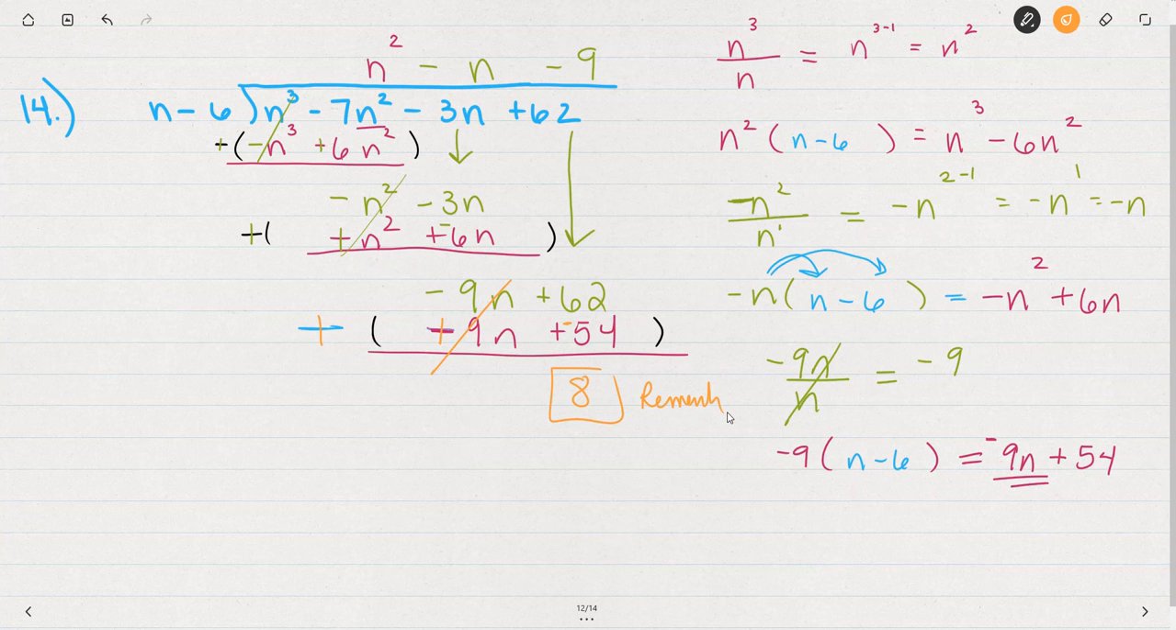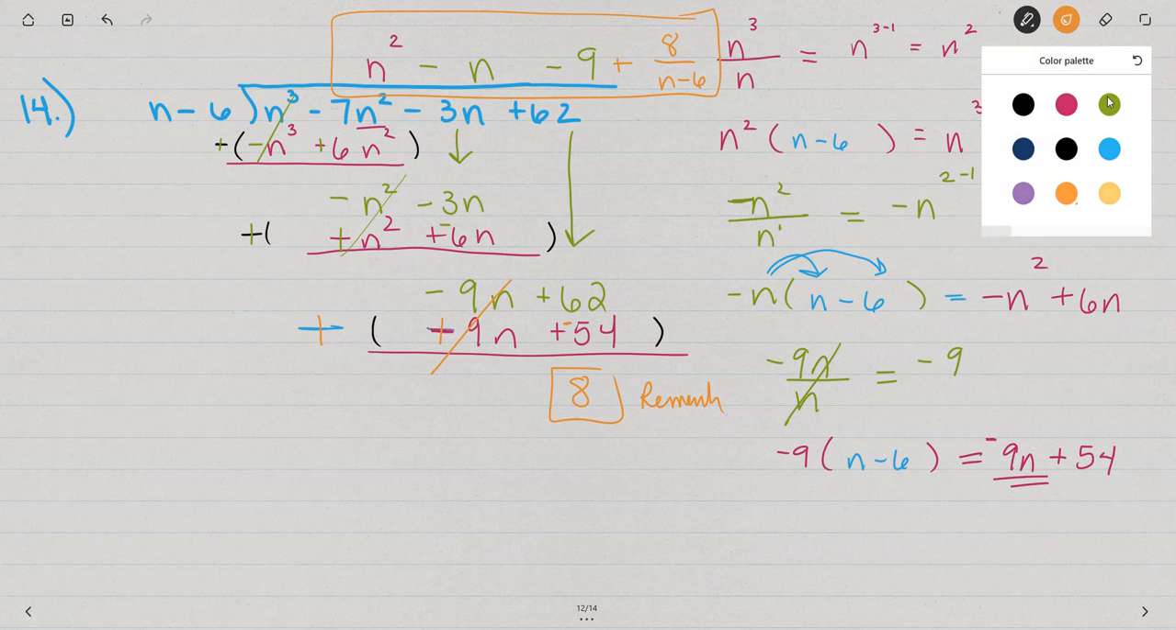I'm not sure how your teacher is asking you to write the remainder, but if it is just remainder 8, you could do that. Otherwise, you could say plus 8 over n minus 6. And this would be the answer. Let's look at the same example with the synthetic division.